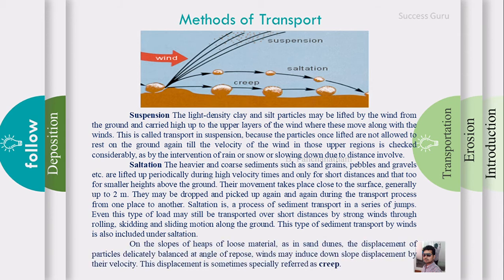The last one is that on the slope of a heap of loose material, as in a sand dune, the particles are delicately balanced at the angle of repose. Wind may induce down-slope displacement by its velocity, and this displacement is sometimes specially referred to as creep, which is a slow movement along the slope. So these are the three main transporting methods of the wind.